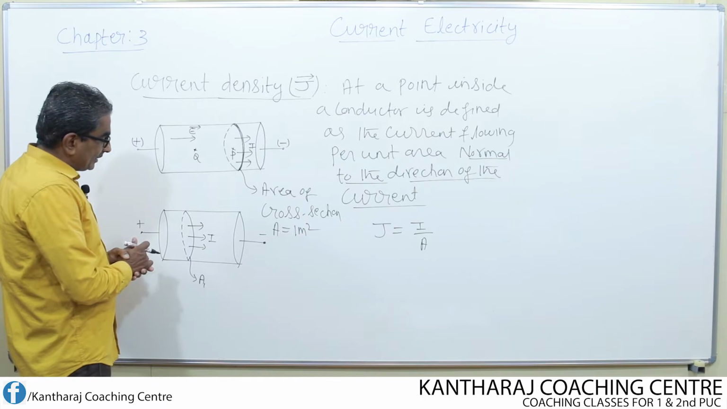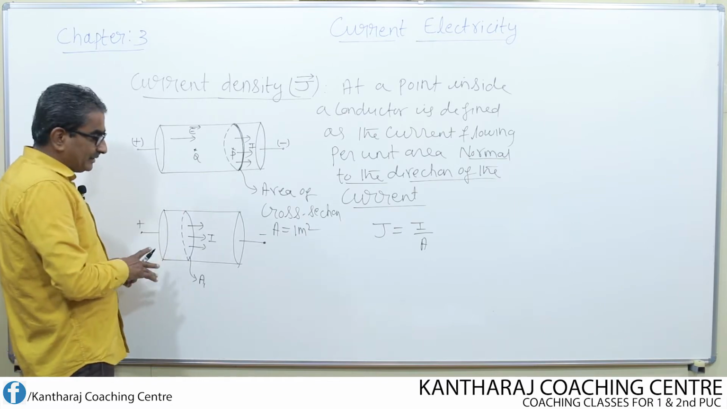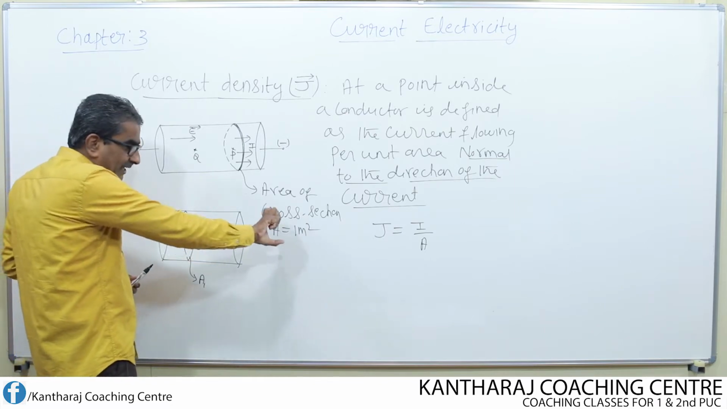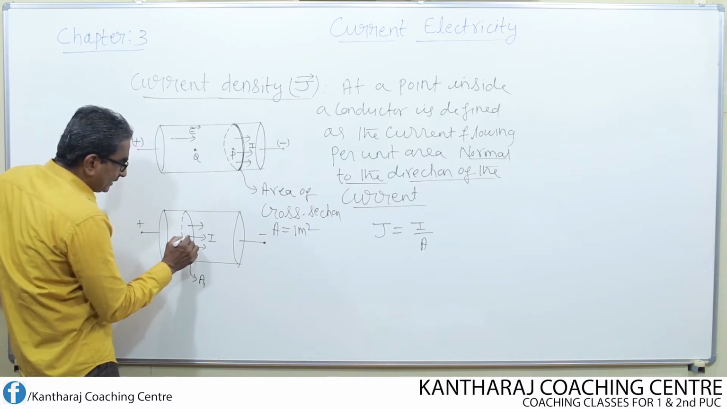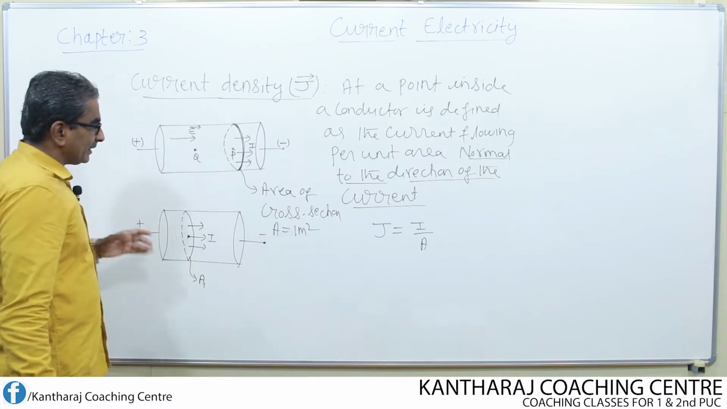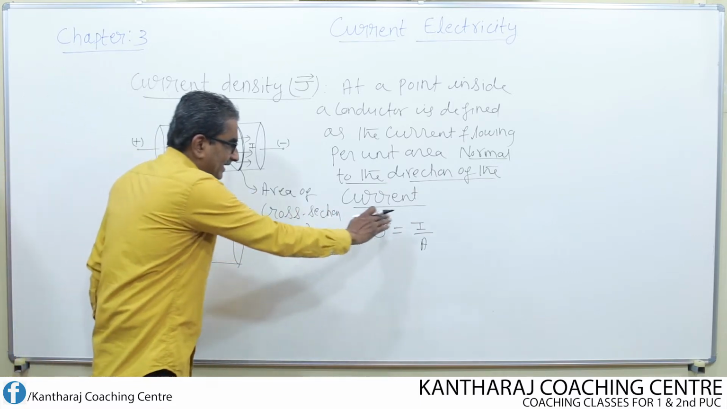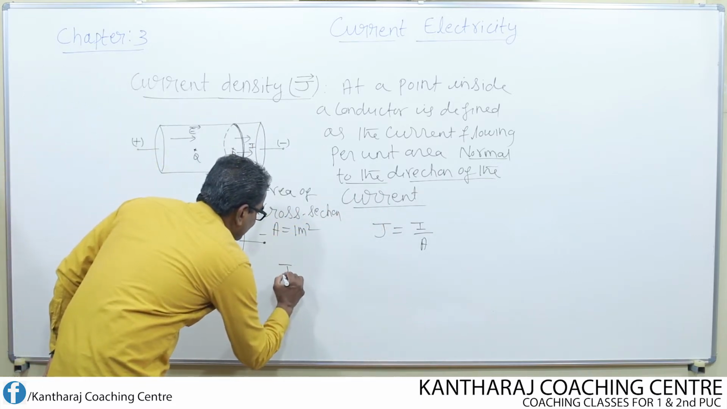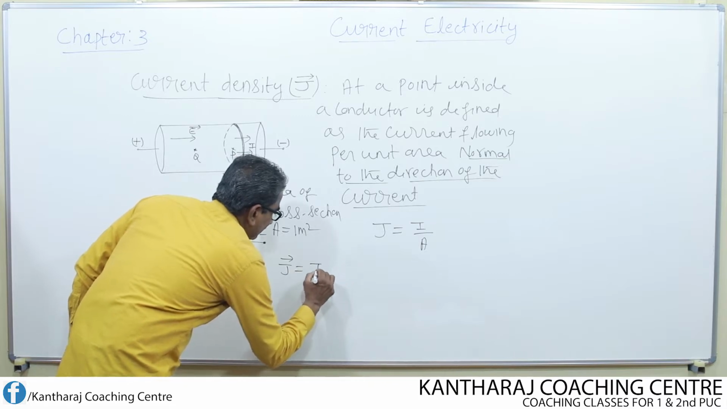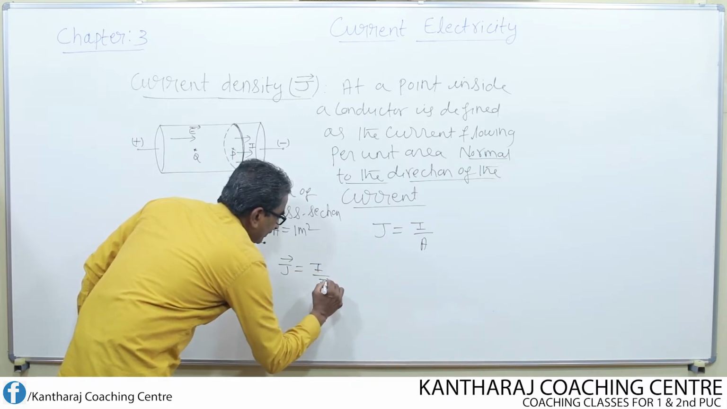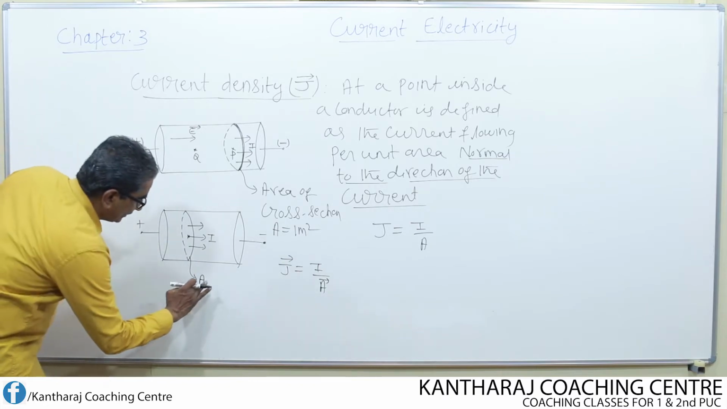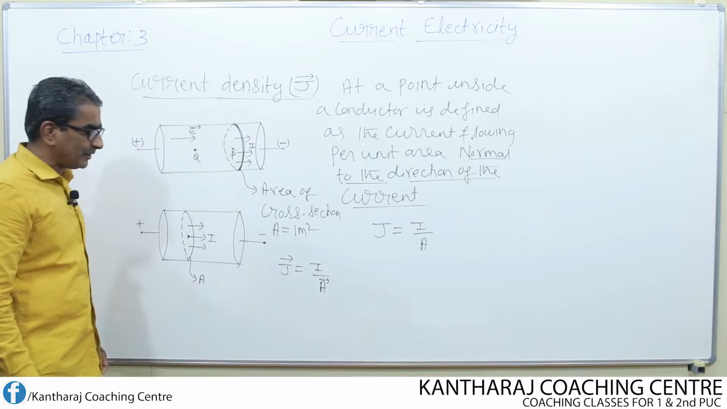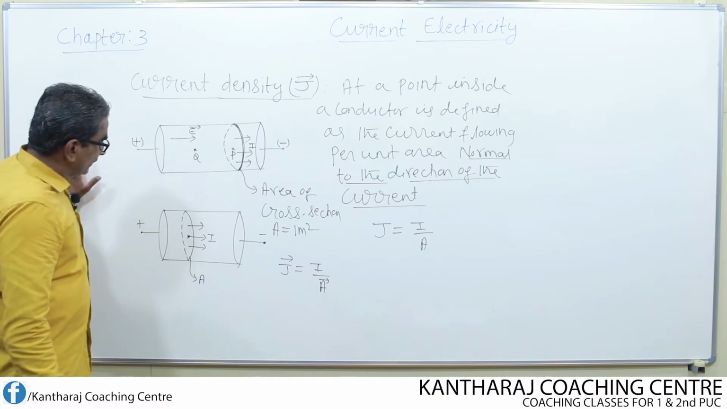Suppose I want to find the current density through this area, that means current density at a point, then mathematically I can write the current density like this: J equal to I by A. What is A here? A is nothing but the area of cross section. So let us assume this as A itself instead of A1.